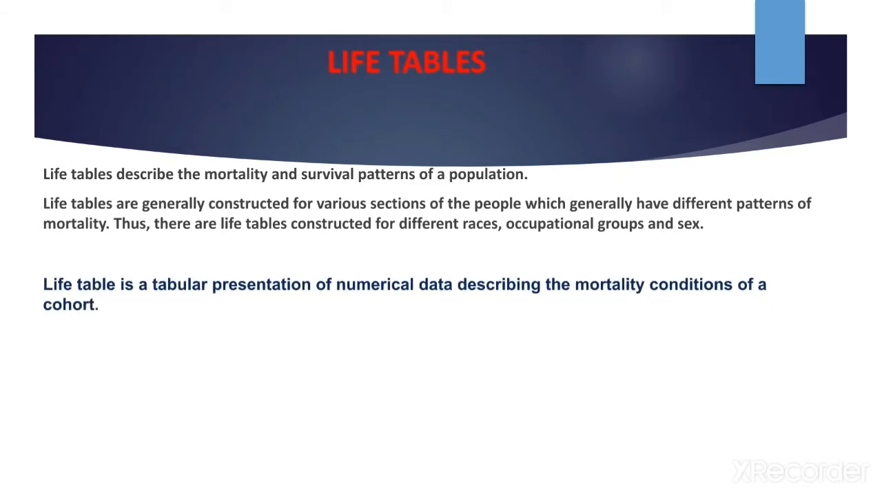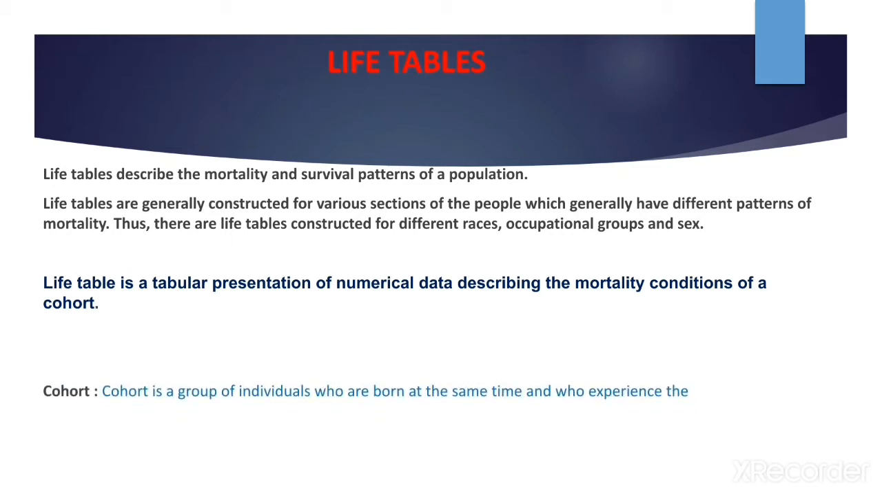So, the definition of a life table is a tabular presentation of numerical data describing the mortality conditions of a cohort. Tabular presentation means the numerical data is described in the form of a table. So, which data does it describe in the table? Mortality conditions of a cohort.